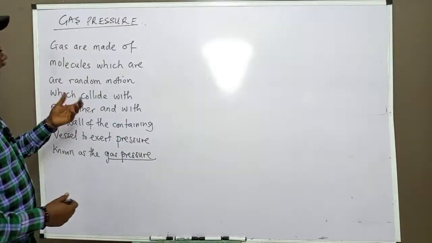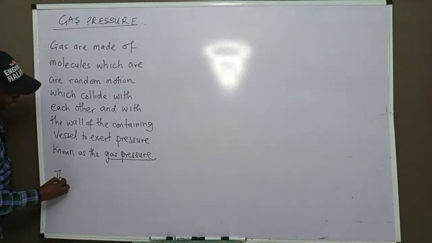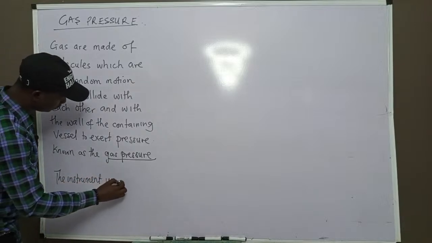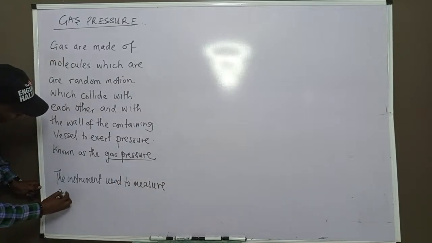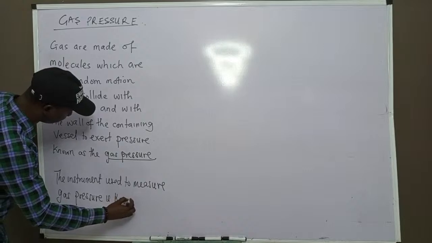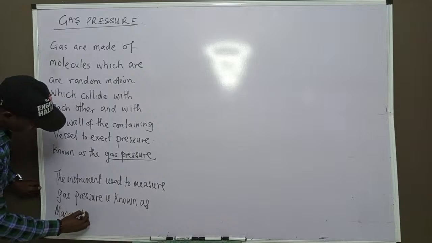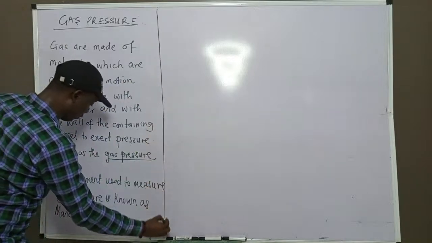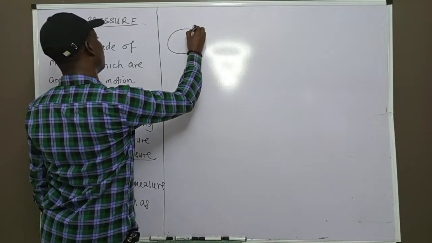Now, what instrument is used to measure gas pressure? The instrument used to measure gas pressure is known as manometer. So manometer is an instrument used to measure what? Gas pressure.